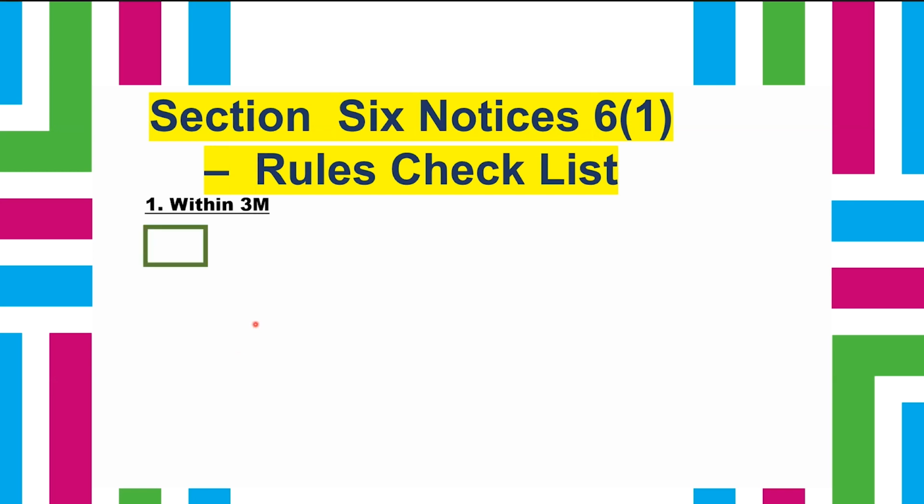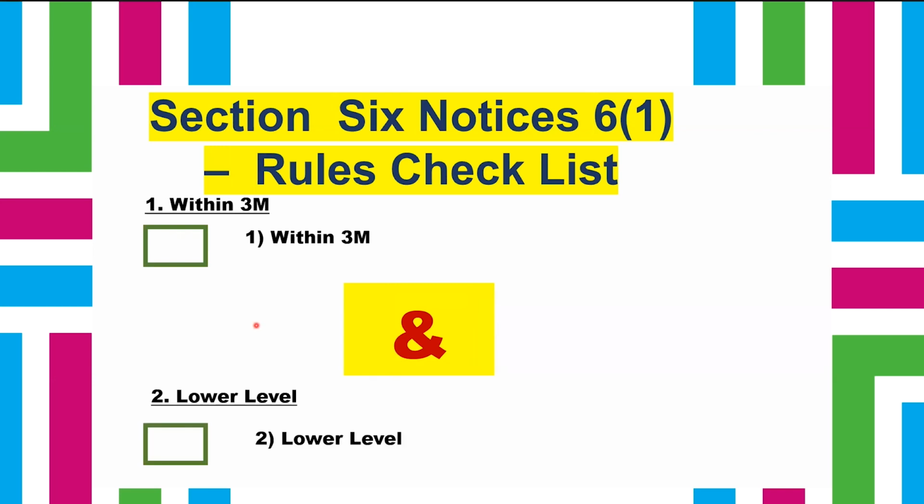Right. First thing is, if your neighbor has a building within 3 meters or a foundation within 3 meters, and you're going to be doing excavation at a lower level than their excavation. If your neighbor's building is within 3 meters and you're going to be digging lower, then you need to issue them a section 6.1 notice.